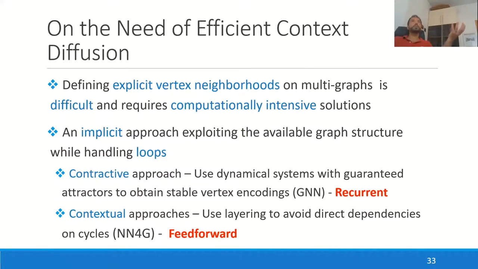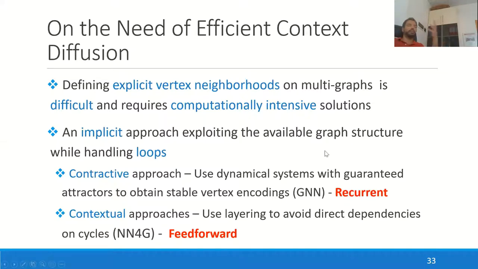So an approach in which neighboring information somehow reaches the node. Okay, and while handling the loops, we have, as we've seen in our historical perspective, two ways of doing that in an effective way. One is the contractive approach. So we really use a dynamical system like a recurrent neural network with guaranteed properties of convergence of the trajectory in state space to obtain stable vertex encoding, which is the approach by graph neural networks and its evolutions. For instance, there is an approach by Claudio Gallicchio, which uses echo state networks, which are recurrent neural networks with untrained recurrent weights, but those recurrent weights have a contractive mapping, okay, by definition, because that's built in reservoir computing in echo state networks. So it comes for free that you can apply them without the need of a dynamical constraint to obtain a contractive approach for graph neural networks.